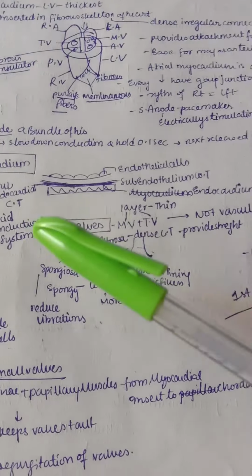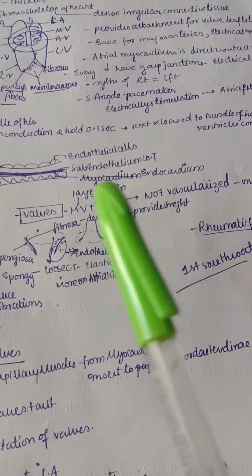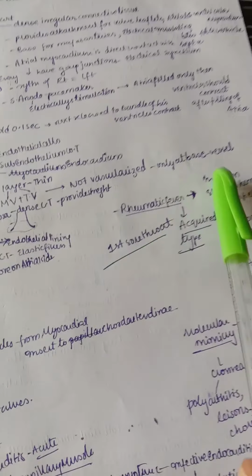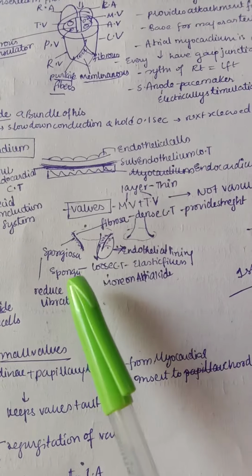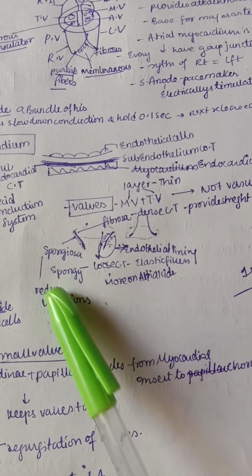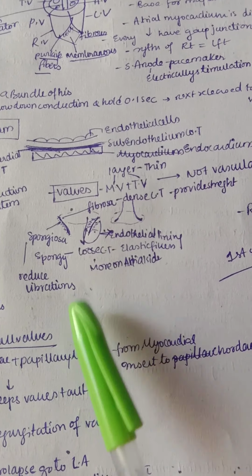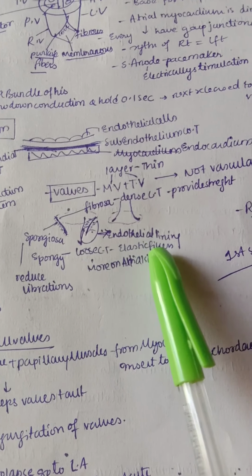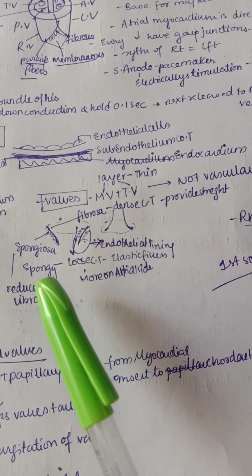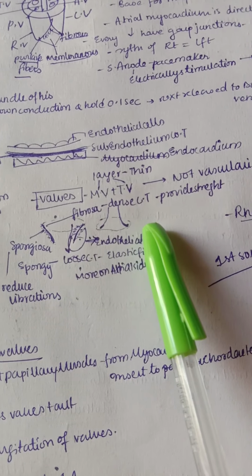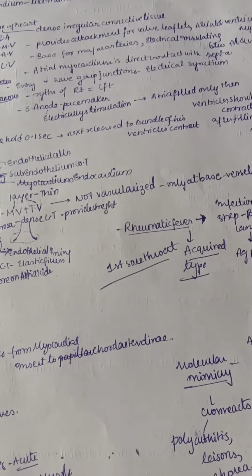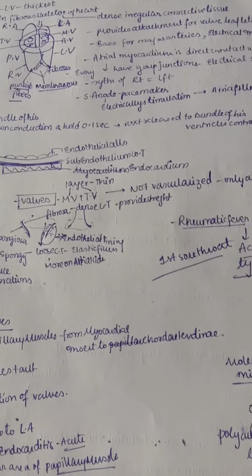Valves are formed by endothelial lining, and these are not normally vascularized. Only at the base do they have vessels. You can see the valves have a spongiosa layer, which is spongy and reduces vibrations. It is made up of loose connective tissue, lies on the atrial side, and also has elastic fibers. And you can see this is the endothelial lining. So this is how a valve looks. Both these valves are not vascularized, and they are very large and thin.